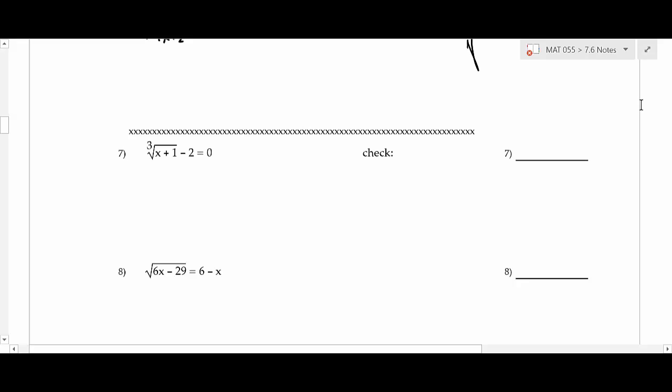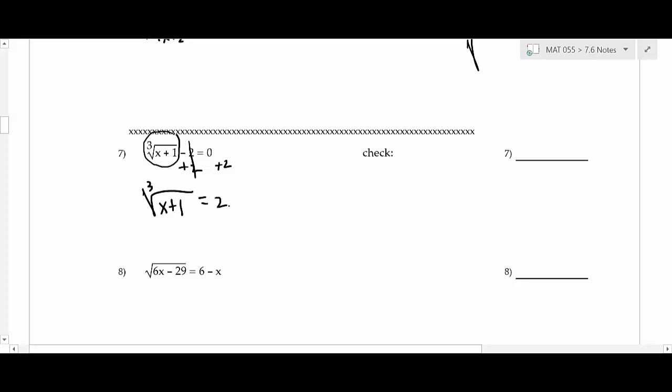Now the problems are just going to advance a little bit, but it's the same idea. When we're looking at number 7, you have a cube root now. Okay, so question number 1. Tell me if this is isolated. No. So what do we do? Add 2. Okay? All right, so I think we're getting that under control. Just don't forget it. Okay, so we have cube root of x plus 1 is equal to 2.